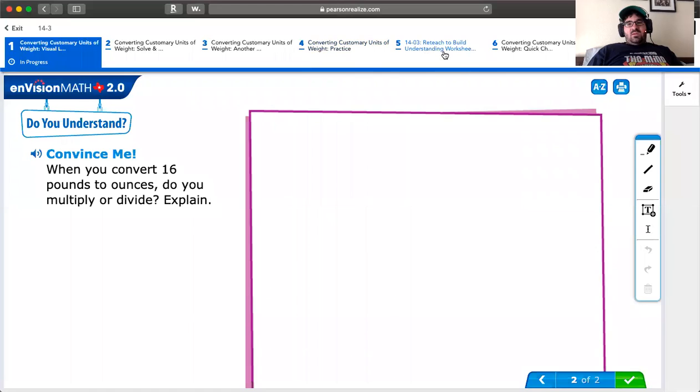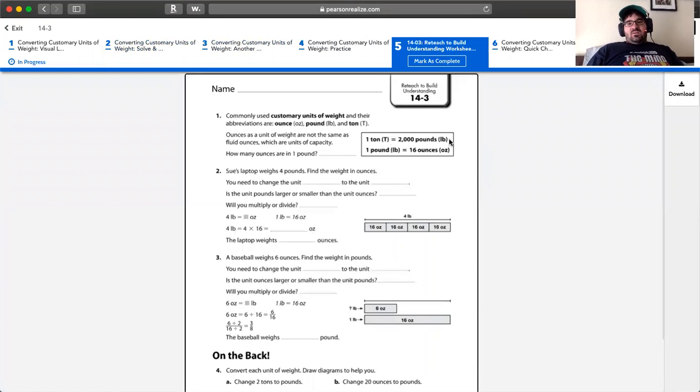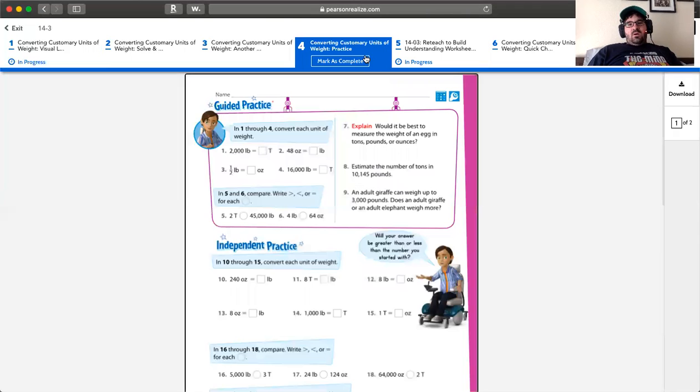What we're working on today, we're going to go all the way to number 5, reteach to understand, because I want to look at these units. 1 ton is 2,000 pounds, and 1 pound is 16 ounces. Notice we're not saying fluid ounces here, we're saying ounces. This is a solid measurement, not a liquid, not a fluid ounce. This is regular ounces. So let's go back from 5 to 4 and look at this guided practice right here.